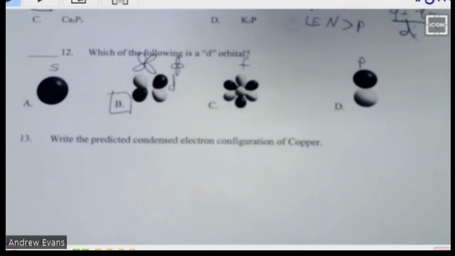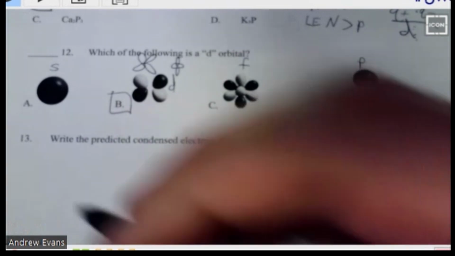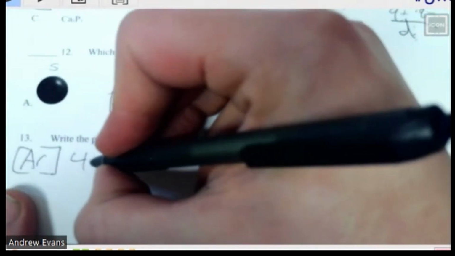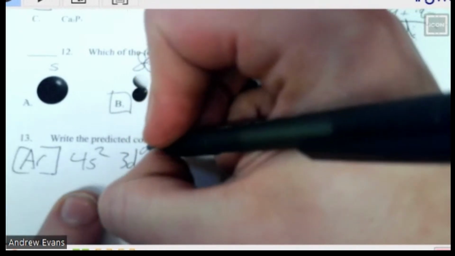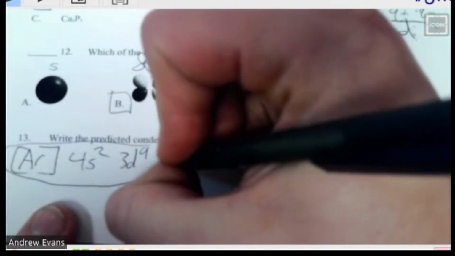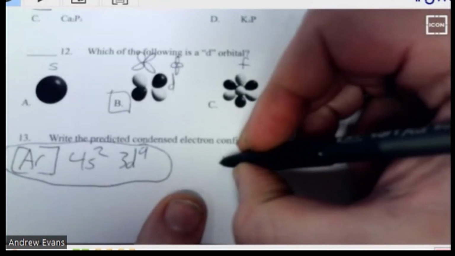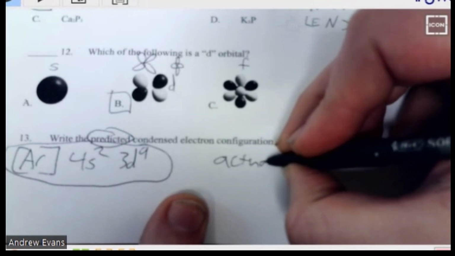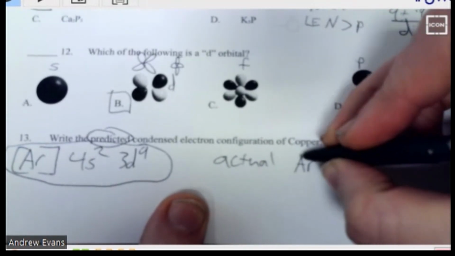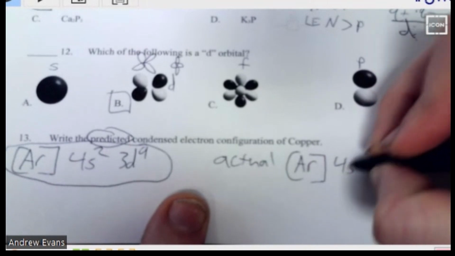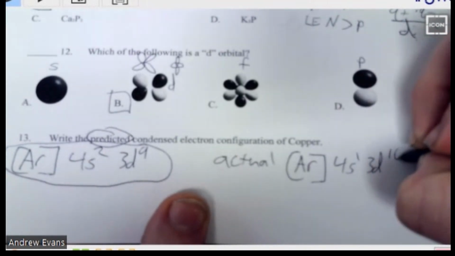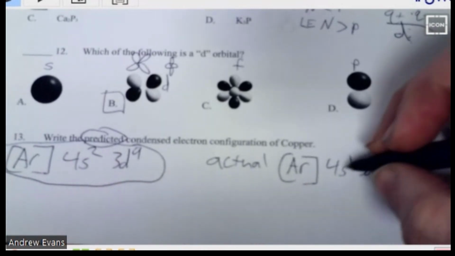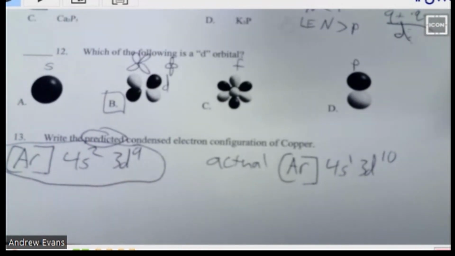Well, copper is the 9th element into the D series on row 4. So argon 4s2 3d9. This was the answer I was looking for. Notice I wanted predicted. The actual is argon 4s1 3d10 because of a strange energy issue.